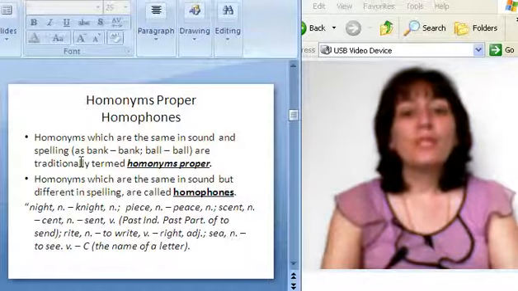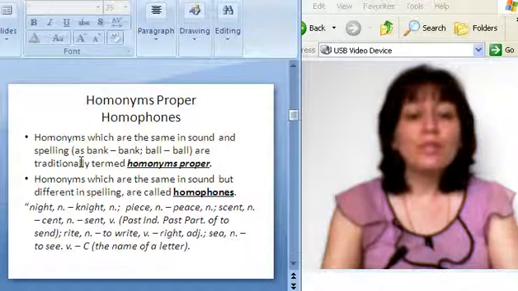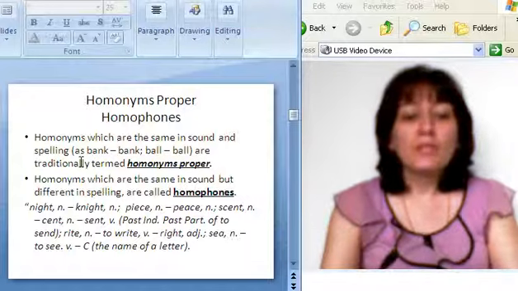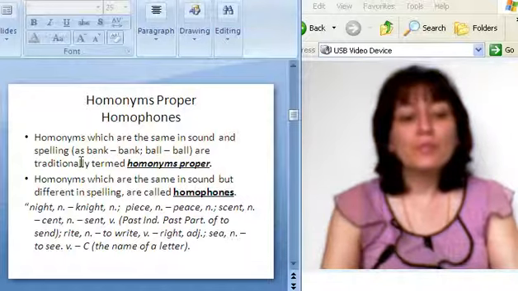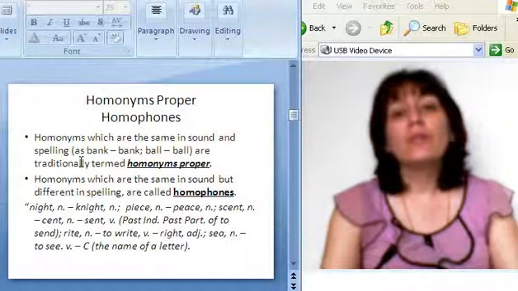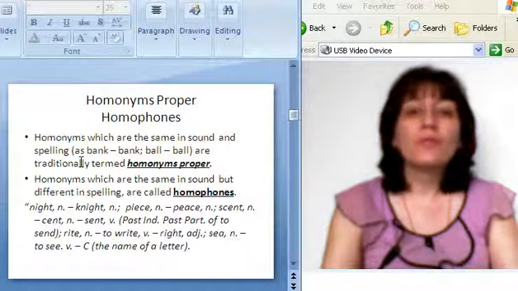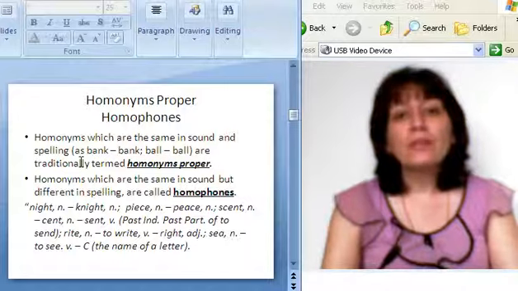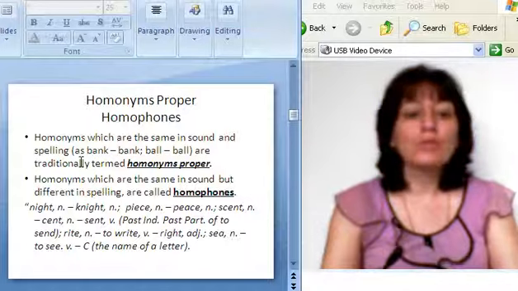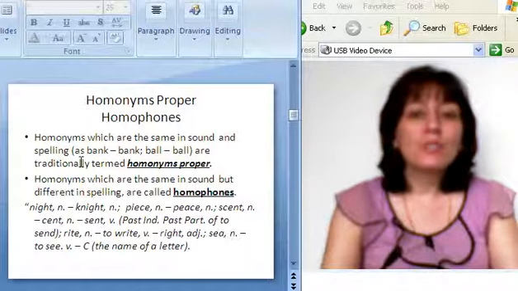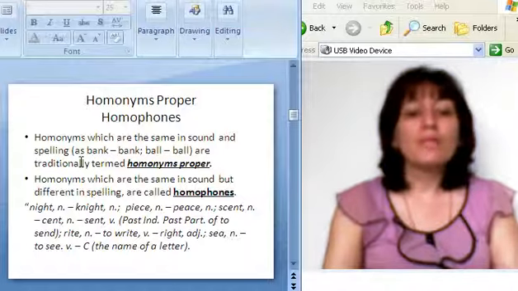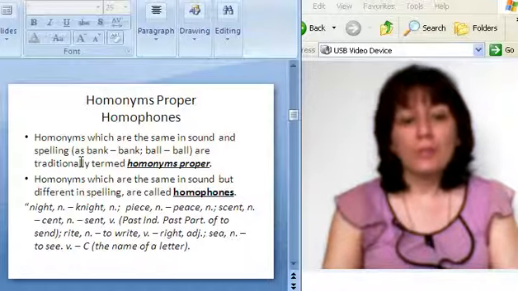So as you can see, they are pronounced the same way, but they are different in spelling. Yeah, so sent, cent, and scent; sent as past indefinite or past participle of the verb to send. Right as an adjective, write as a verb, and rite as a noun. So sea as a noun, to see as a verb, and C as the name of a letter. So they are same in sound but different in spelling, and they are called homophones.